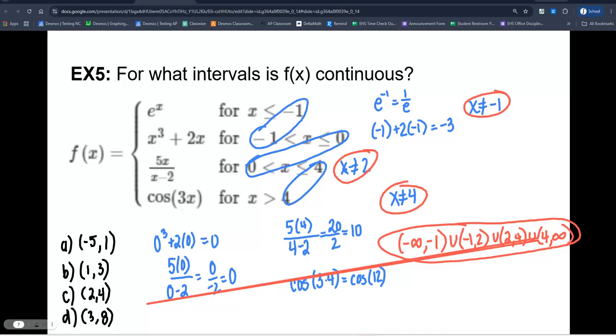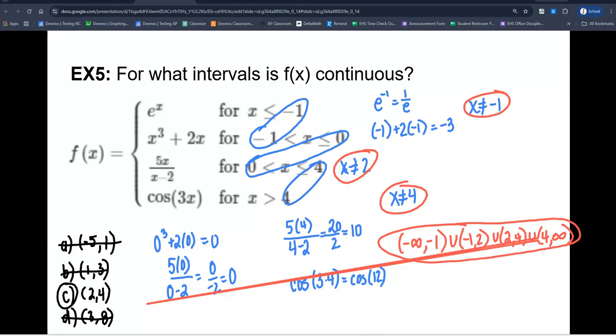So is f continuous from -5 to 1? No, because of -1 right there, right? That includes a discontinuity. That one's out. What about from 1 to 3? No. Which one's a problem? 2 is a problem. What about from 2 to 4? That one's okay. If it had brackets, would it be okay? No, but it's got parentheses, so it doesn't actually include 2 and 4. So that one's okay. What about 3 to 8? No, because 4 is a problem. So C would be your answer if it looked like that instead.